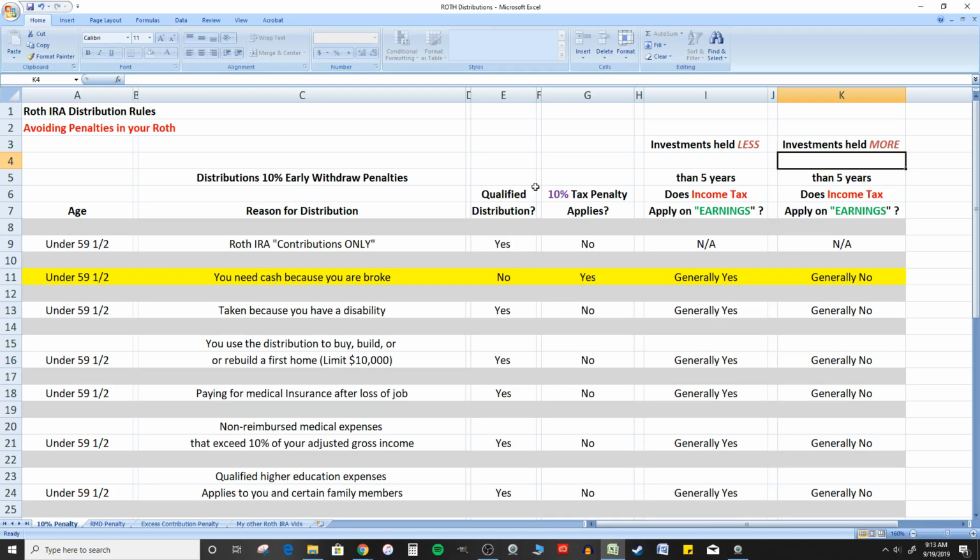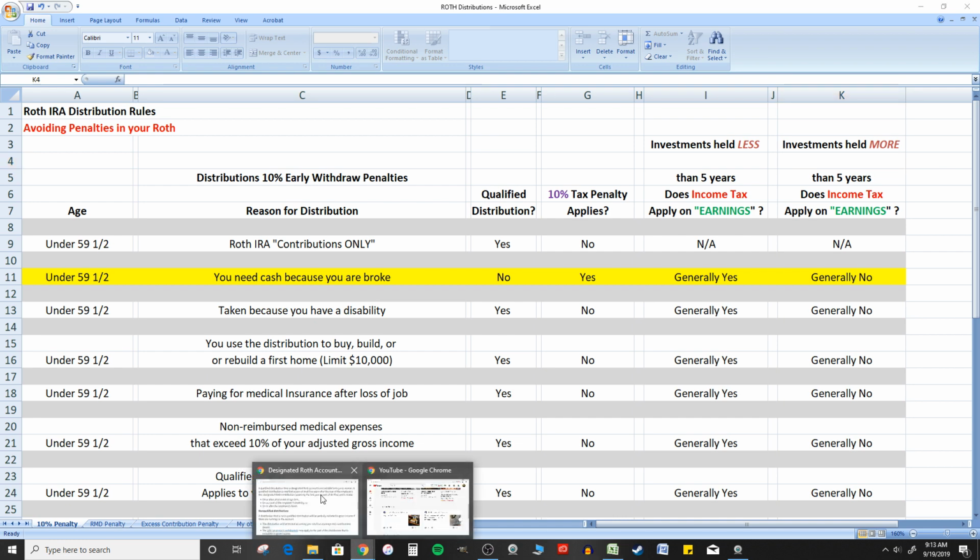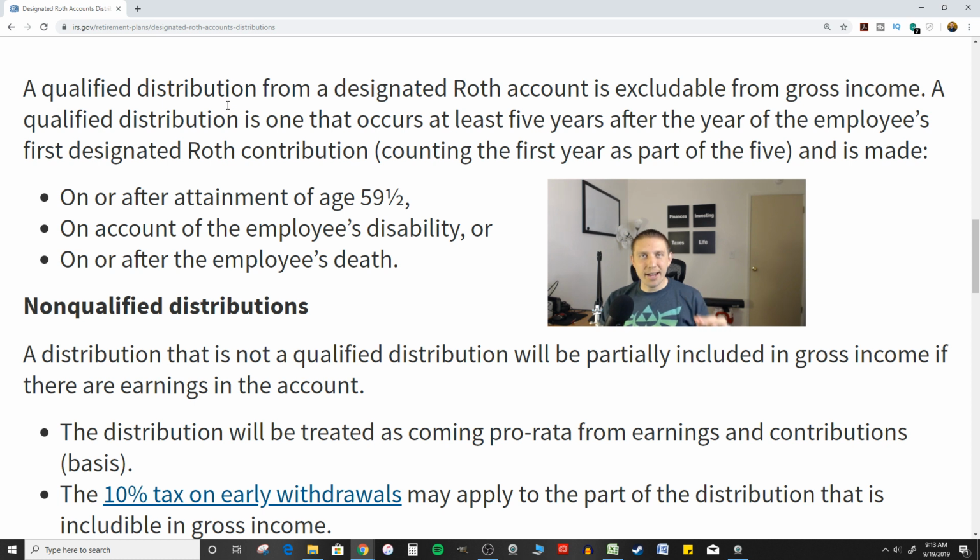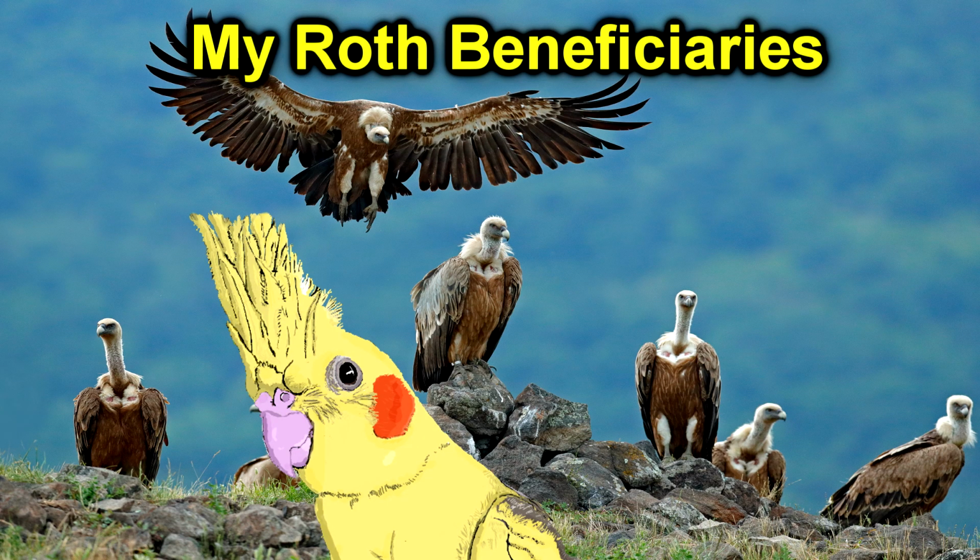But let's start with a qualified distribution. What is that? So let's flip over here. I pulled this up on screen. This is from the IRS website. It says a qualified distribution from a designated Roth account is excludable, not included, from gross income. So it's not included in your gross income. A qualified distribution is one that occurs at least 5 years after the year of the employee's first designated Roth contribution, counting the first year as part of the 5. And it's made on or after the attainment of age 59 and a half, on account of the employee's disability. So if you become disabled at any age, you can take the money out without penalties, or on or after the employee's death.